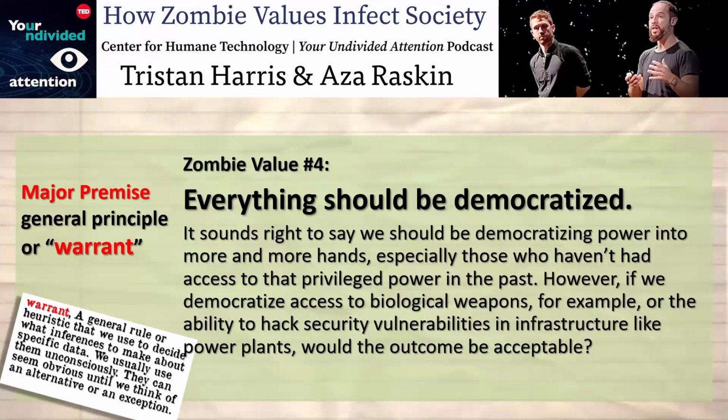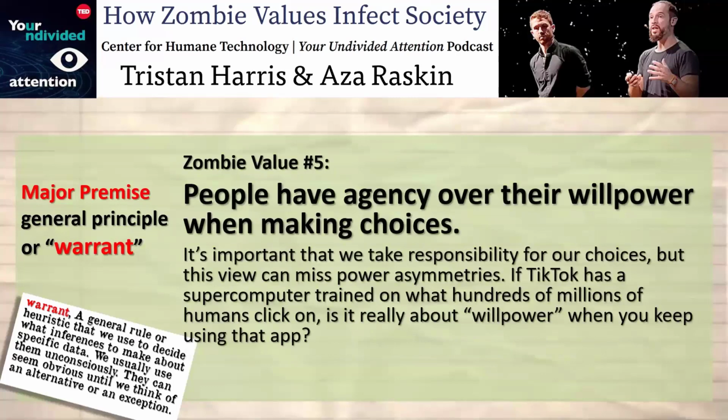999,999 people out of 1 million won't use that kind of technology, but now that it's available to 1 million people, one person might. So yeah, everybody having access, everybody having the ability to do a lot of things is great, until just that one person in 1 million decides to use it the wrong way. And people have agency over their own willpower when making choices. So in other words, this is another way of saying you're responsible for your own actions.